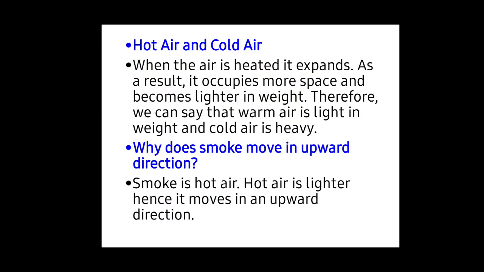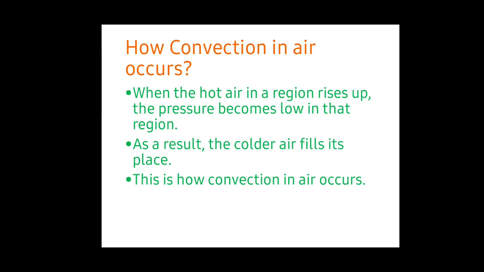So, now we have seen the three properties of air, and how convection in air occurs. When the hot air in a region rises up, the pressure becomes low in that region. As a result, the colder air fills its place. This is how convection in air occurs. This is how the temperature difference is balanced.